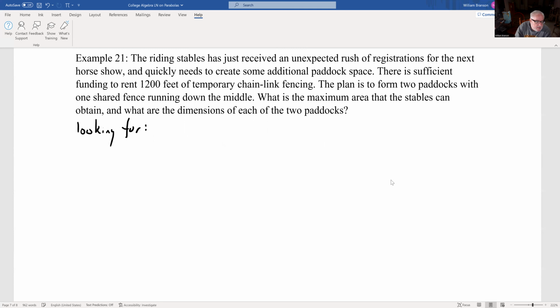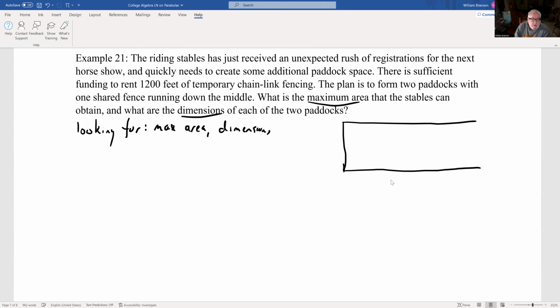Okay. A little hard to get started, but the idea is to just draw a picture for something like this if you're not sure what to do. And it doesn't say specifically that it's going to be a rectangle, but we'll form 2 rectangular paddocks like that. And there's a shared fence between the 2 of them running down the middle somewhere. It turns out it doesn't really matter where you put that thing.